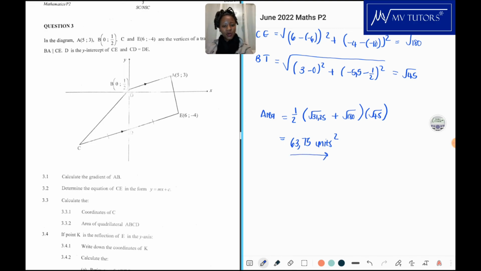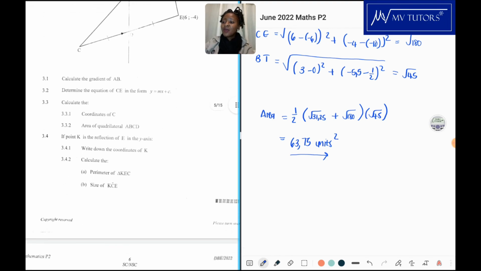I think the trick here was just to make sure that you have the correct perpendicular height, because I was honestly tempted to use AE until I thought, is it really the perpendicular height or not? So yeah, I hope you enjoyed this question. Oh, we have so much to do still.